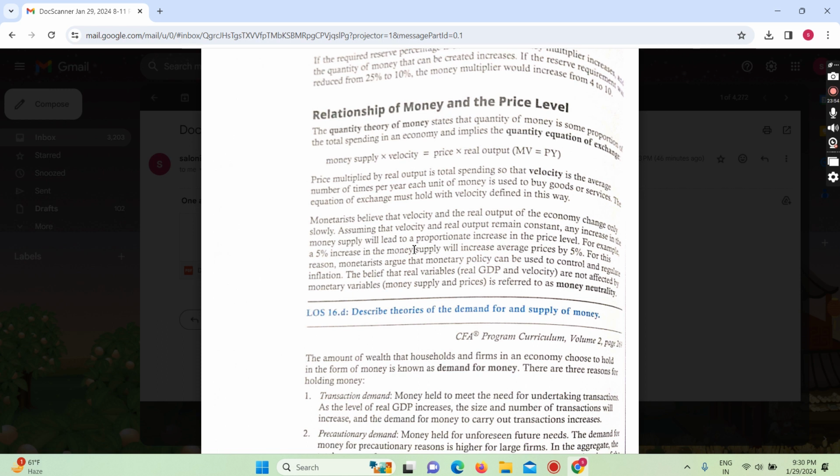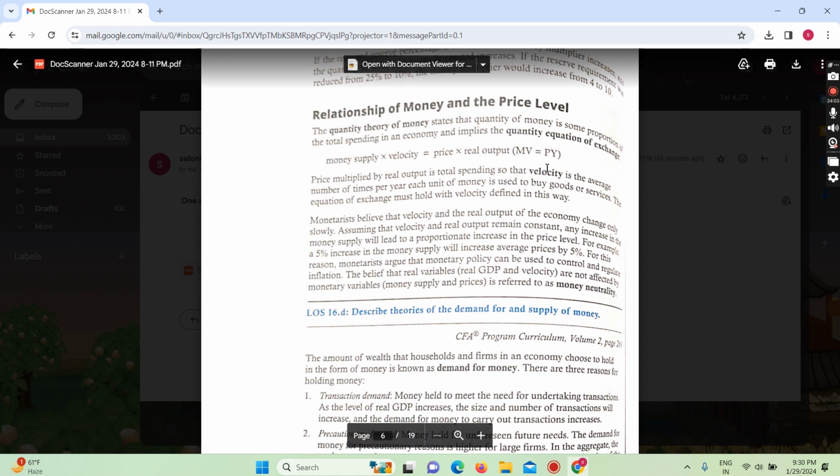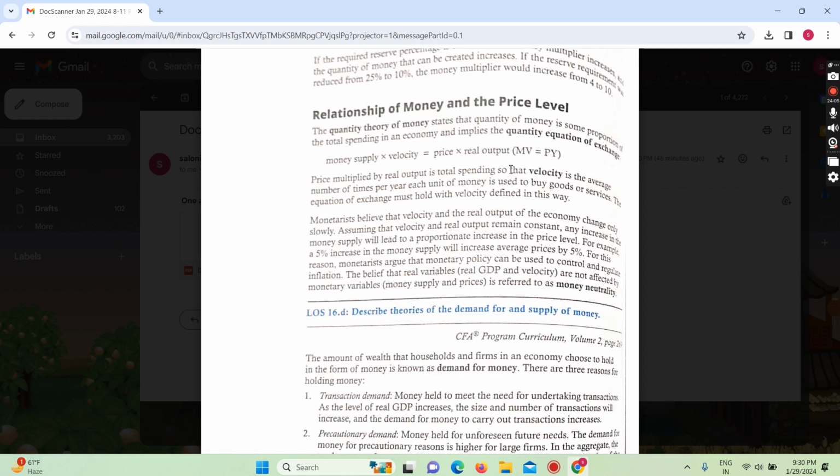The quantity equation of exchange is that money supply multiplied by the velocity is equal to the price multiplied by the real output. So MV equals PY. MV equals PY. So this equation is the quantity equation of exchange.